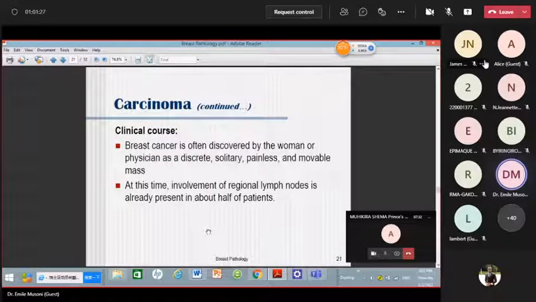In the clinical course, breast cancer is often discovered by the woman or physician as a discrete, solitary, painless, movable mass. Most of the time, a patient will come and say, I have palpated a mass in the breast. So immediately they come to see the physician. This is why, for public health, we do self-palpation of breast lumps.